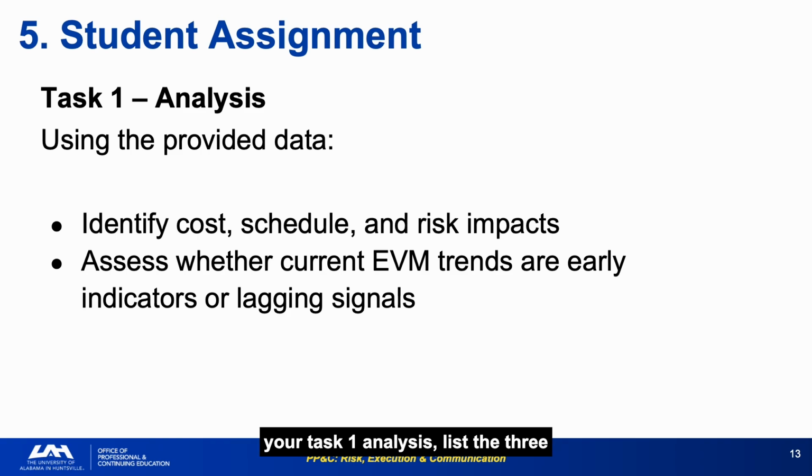Before writing your Task 1 analysis, list the 3 most significant data points from the performance snapshot and state in 1 sentence each what they individually and collectively imply about the program's trajectory.